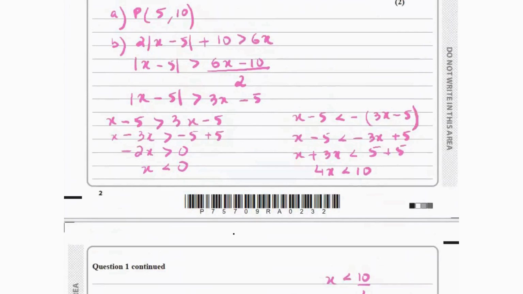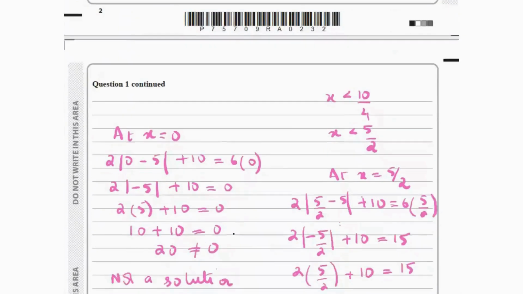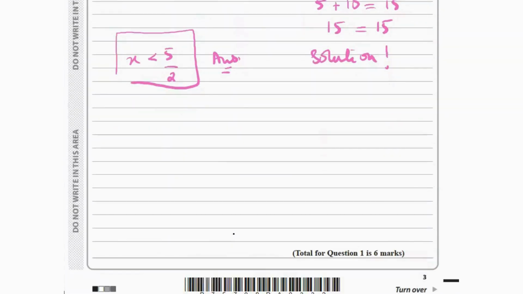Then it says, find the point to which P is mapped when the graph with the equation y equals f of x is transformed to the graph with the equation y equals 3 times f of x minus 2. So transformations are an extension of what you've already learned in your IGCSE.